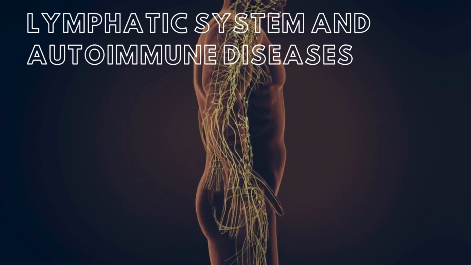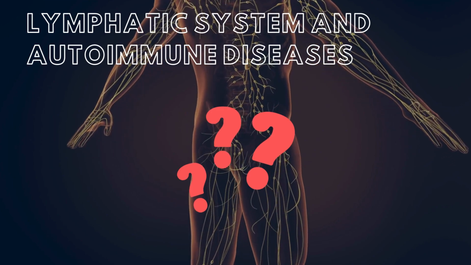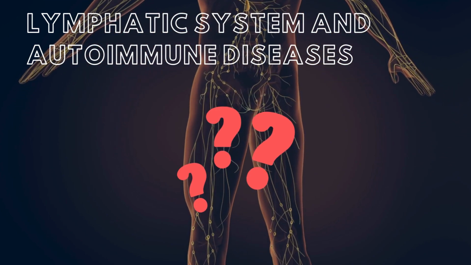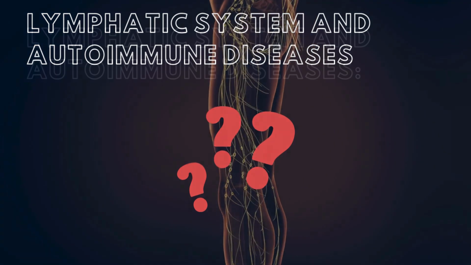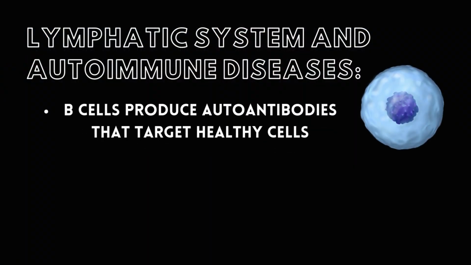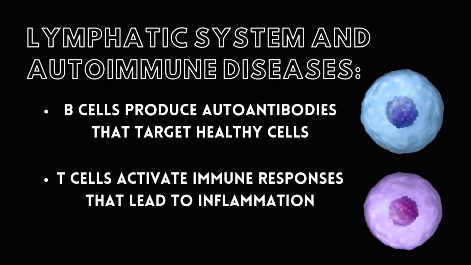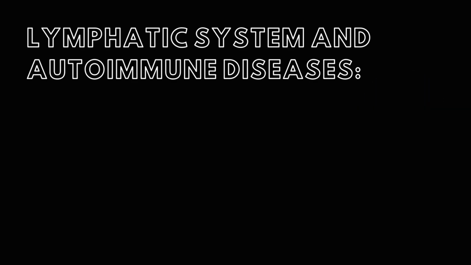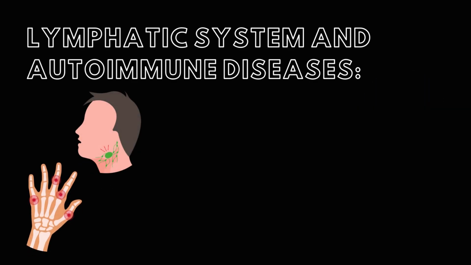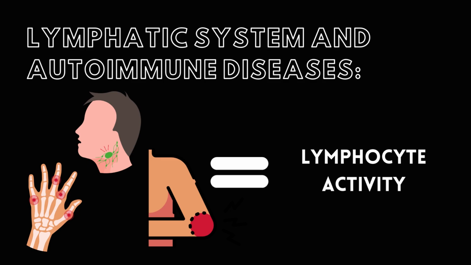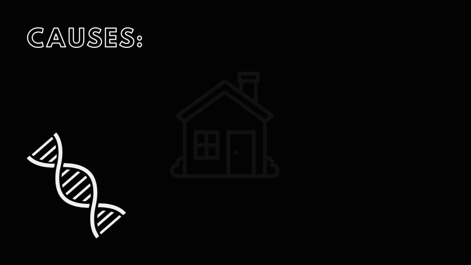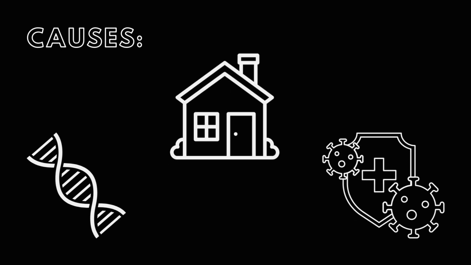While many of the damaging mechanisms of autoimmune diseases remain unclear, it is known that the lymphatic system is significantly involved. Since B cells produce autoantibodies that target healthy cells, and T cells activate immune responses that lead to inflammation, symptoms like joint, lymph node, and limb inflammation indicate lymphocyte activity. While the exact cause of autoimmune diseases is unknown, they are likely the result of a combination of genetic, environmental, and immunological factors.